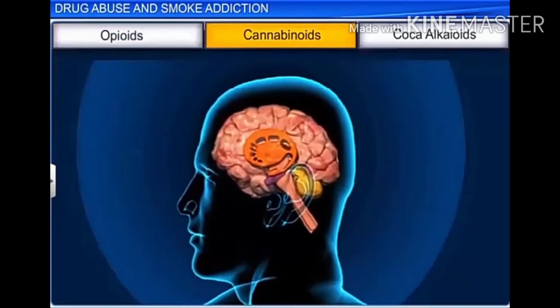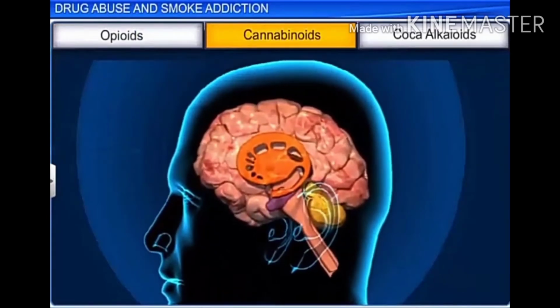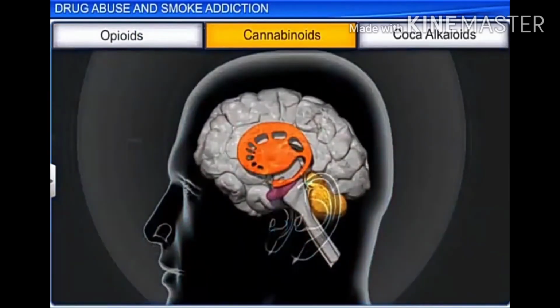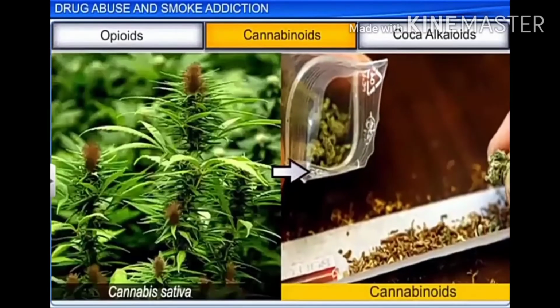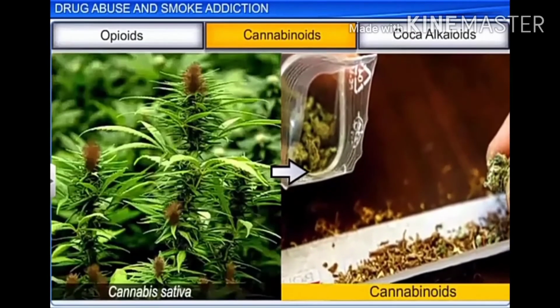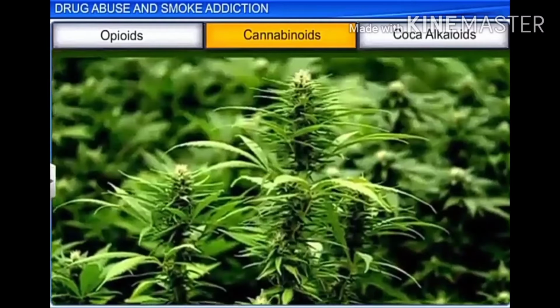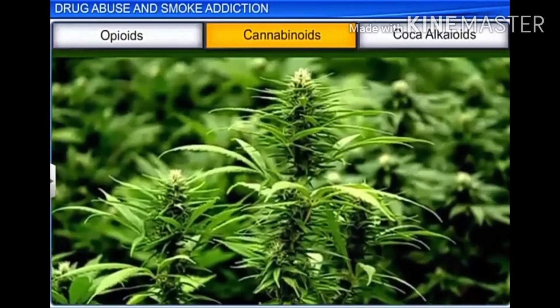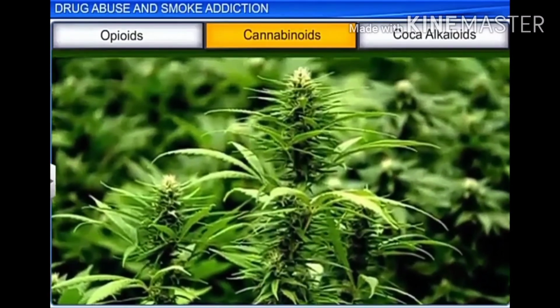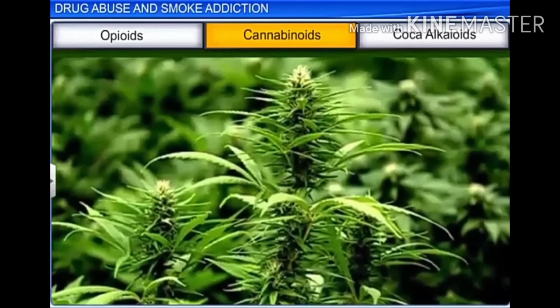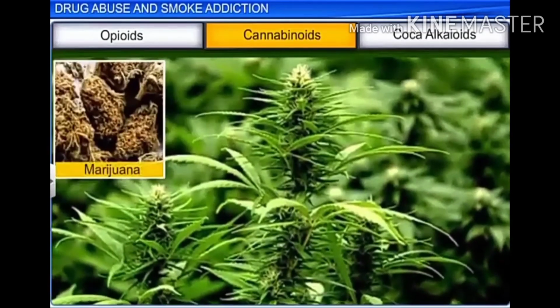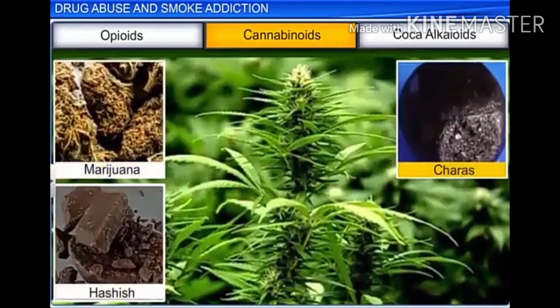Cannabinoids are a group of chemicals that bind to cannabinoid receptors, which are found chiefly in the brain. Cannabinoids are naturally obtained during the blossoming of the plant, Cannabis sativa. The resin, leaves, and flower tops of this cannabis plant are used in various proportions to produce drugs like marijuana, hashish, charas, and ganja.